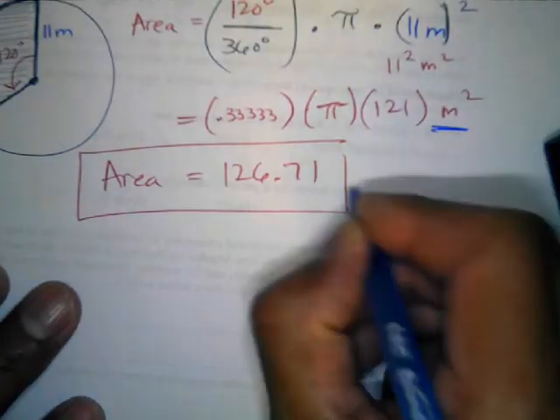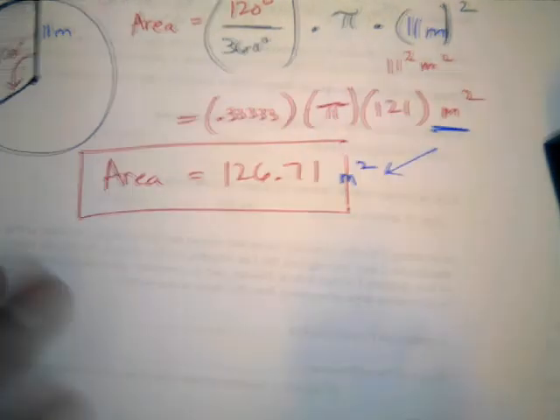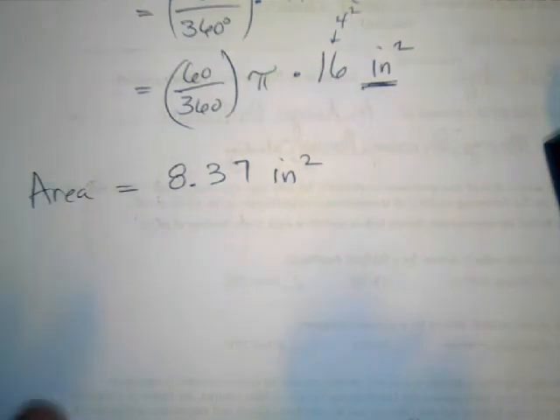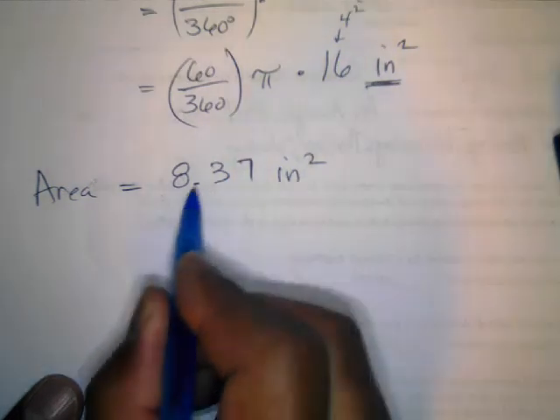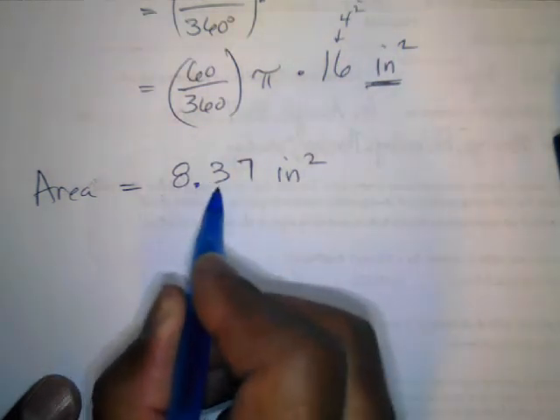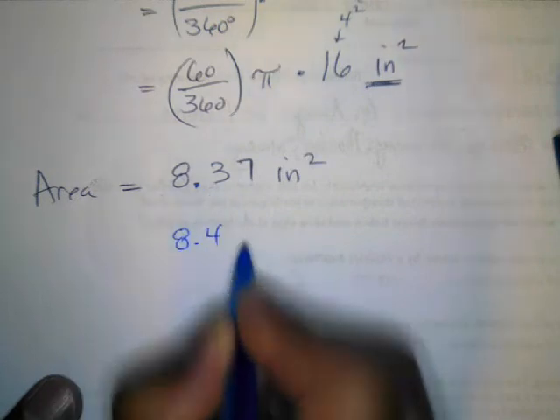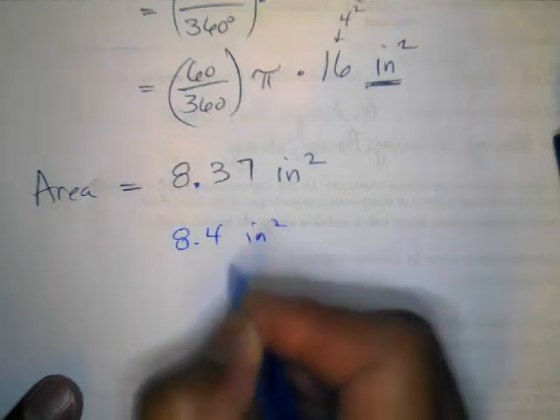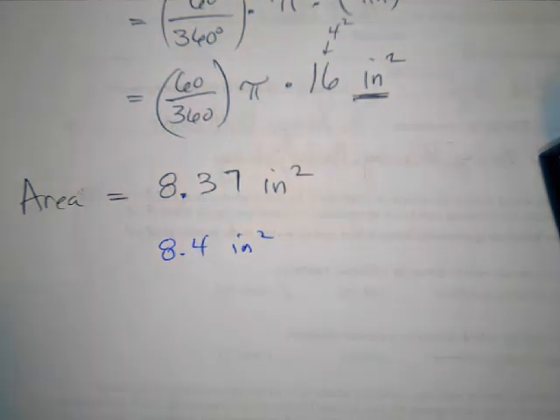Did I forget the units on number 1? Yes, I did. There's number 1. I forgot to write the units. Back to number 1. Don't forget the units. Square meters. Number 2, square inches. On the assignment, they're only rounding off to the 10th place. So actually this 7 will make this one 8.4. But that's fine. I'm going to see your work and it's close enough.